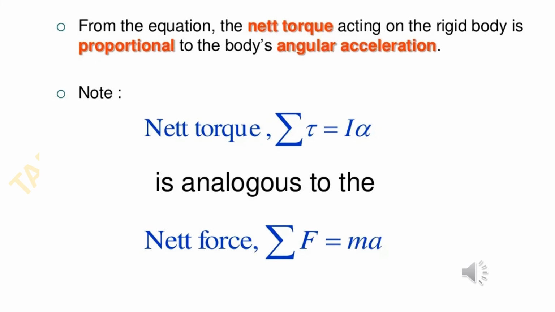F equals ma is for the linear motion or the translational motion, and tau equals I alpha is the equation of motion for the rotational motion of the object in the circular path.